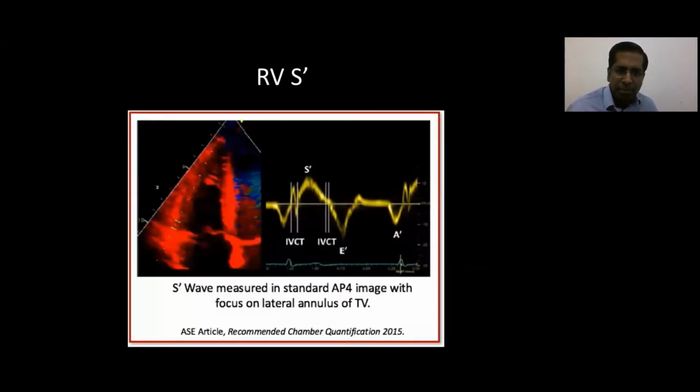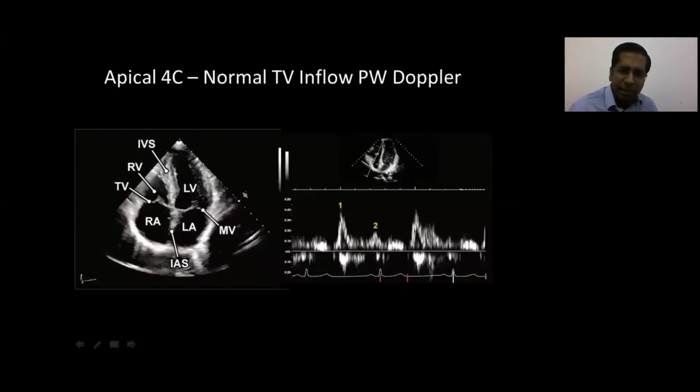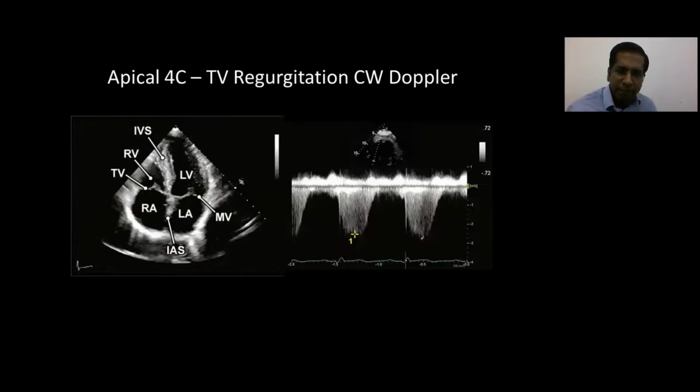You can also measure S prime by tissue Doppler. This is a slide which is somebody else's. But what it shows is that if it is off axis, then your measurement can be underestimated and you will call it RV dysfunction. So that is the importance of even aligning it properly for TAPC. And according to the guidelines, you need not quantify these E and A velocities, but it is good to record it and observe the pattern. You take a TR velocity also. Again, my next thing would be on hemodynamics. I'll deal more on measurement and estimation of pressures there.